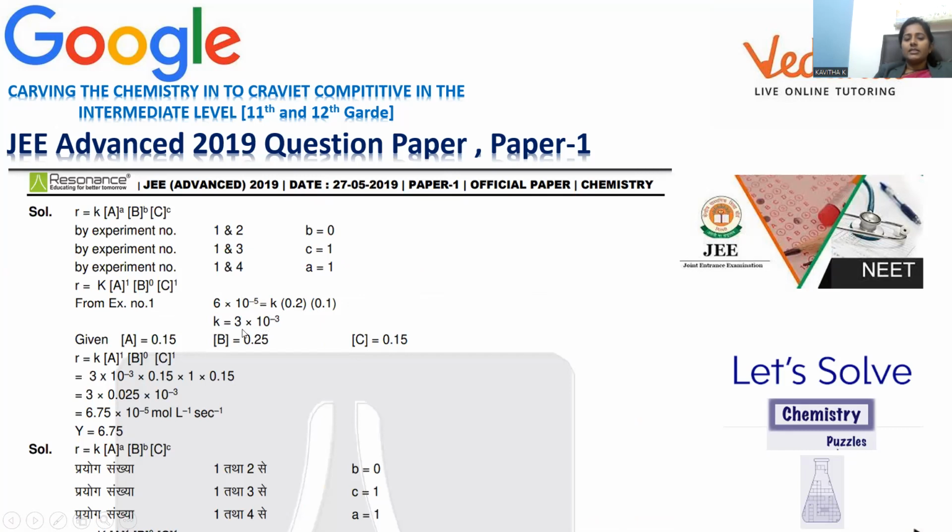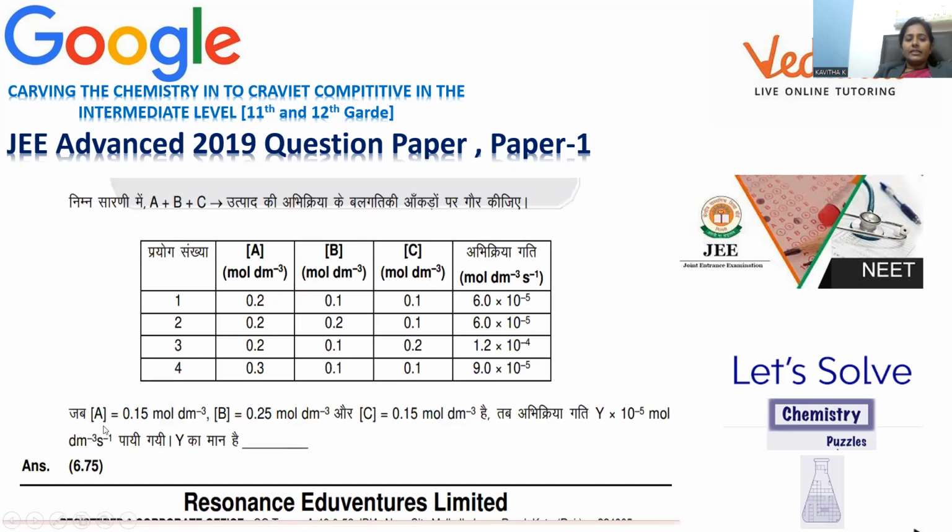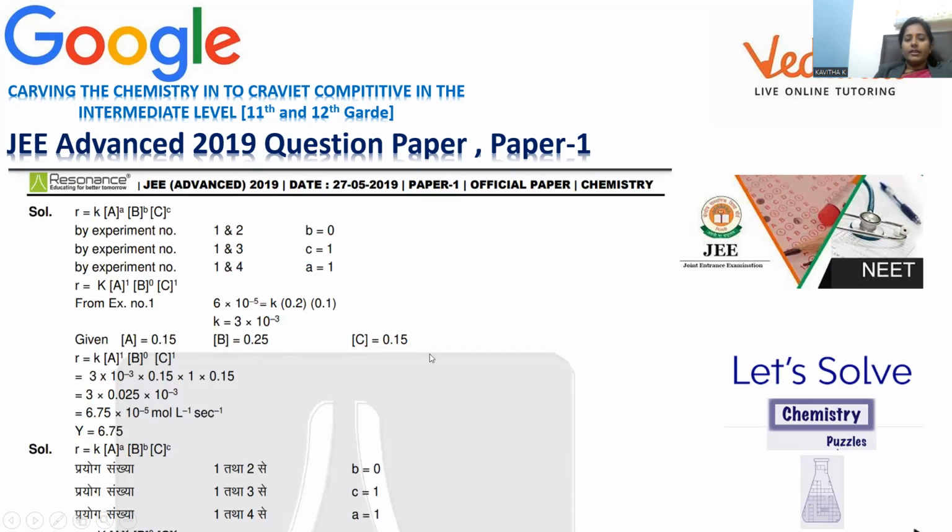K is calculated as 3 into 10 to the power -3. This is for experiment number 1. In the data they mentioned A concentration is 0.15, B concentration 0.25, C concentration 0.15, and this is to be identified. So that data we are repeating again: A concentration, B concentration, C concentration. And already we got a relation between all the reactants.